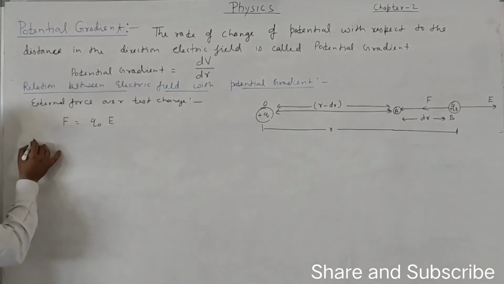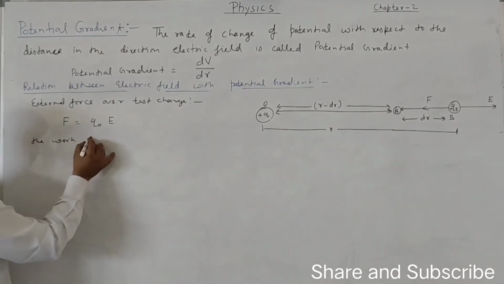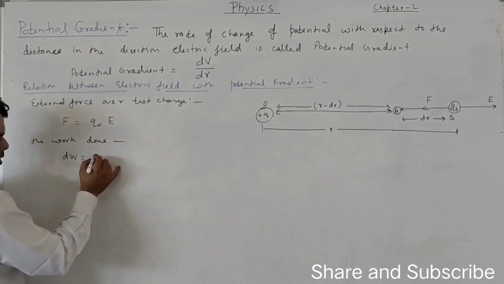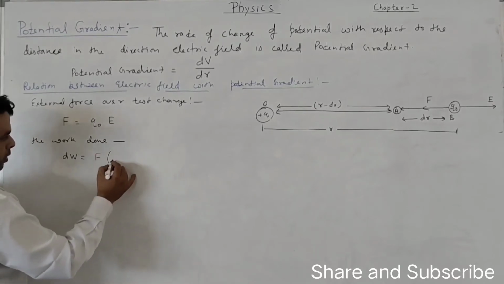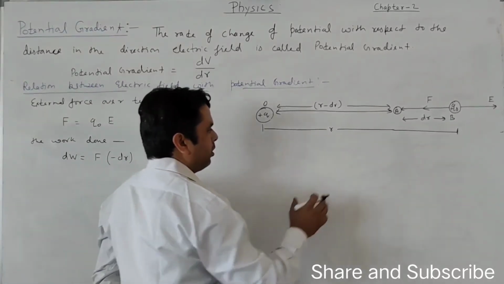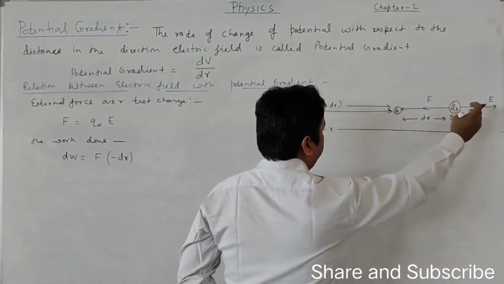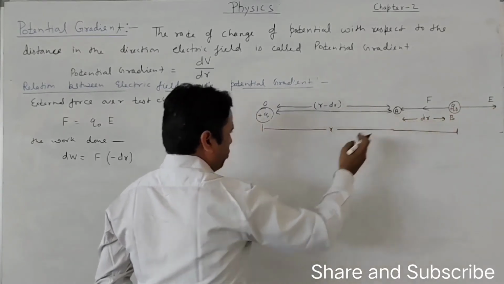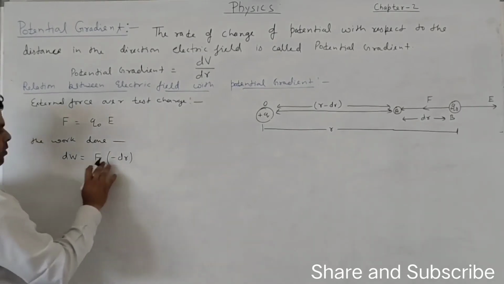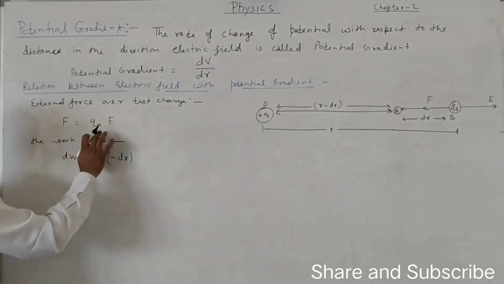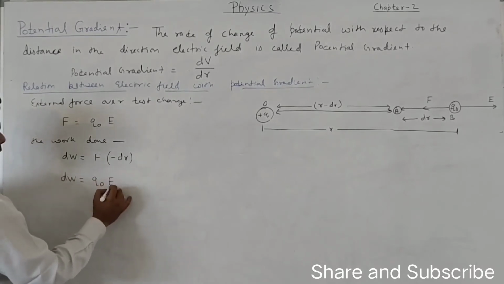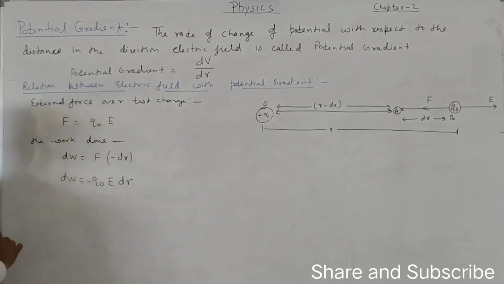So the work done is dW, due to that applied external force over the small displacement. I am taking the displacement as negative because we are working against the electric field, towards the reducing direction of distance. That is our total work done. We know the value of F, we will put it here. So dW is equal to Q naught E dr, and a negative sign will be here.